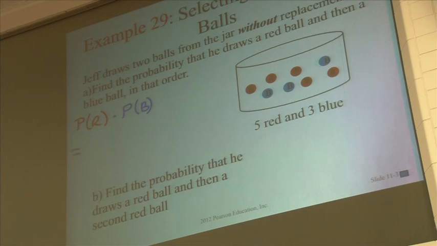What's the probability that he draws a red ball? But again, he's not putting it back, so whenever he draws his blue ball, he only has 3 out of 7. If you put that together, the probability that he draws a red ball and then a blue ball, in that order, would be 15 out of 56.